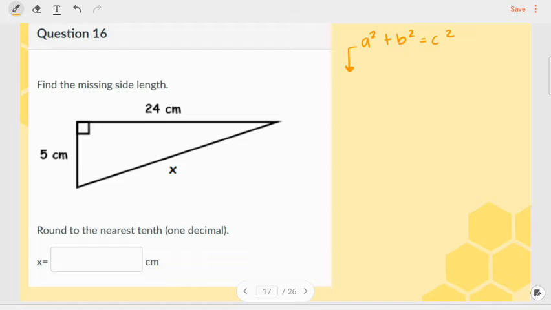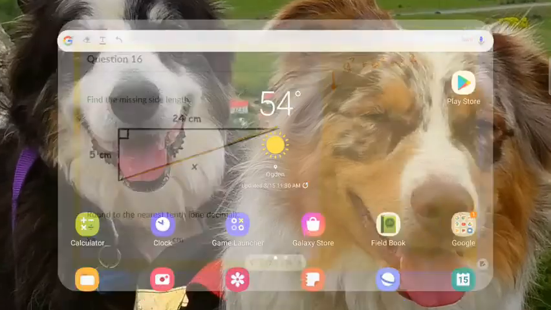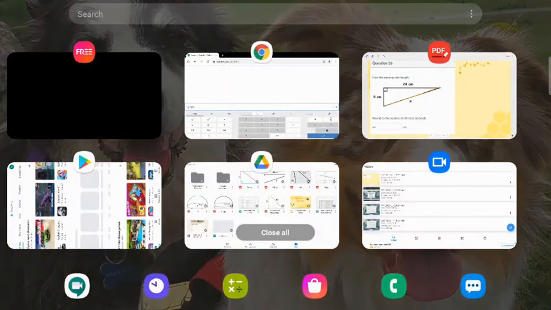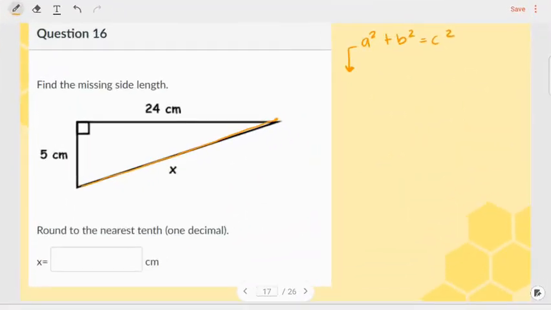So it says find the missing side length. I am looking for x. Before I do anything, I need to make sure I know which side is A, which side is B, and which side is C. A and B are always going to be my 2 shortest sides. Now, it doesn't matter which one is which, but it does matter that C is my longest side.